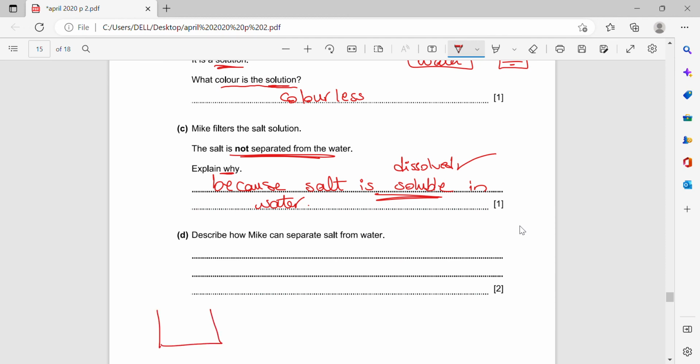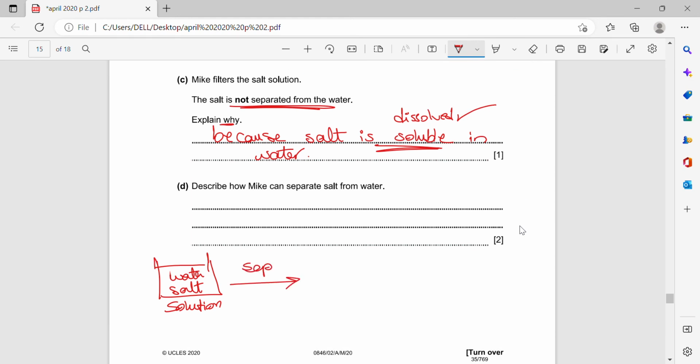Now I have a solution of salt and water together, and I want to separate them. What is the first thing I will do? If we heat this mixture, this solution, what will happen? The water will evaporate. What will be left? The salt. So step 1 here, describe, is out of 2 marks, so more than 1 point should be mentioned. 2 points. So the first thing we do is heat the solution.